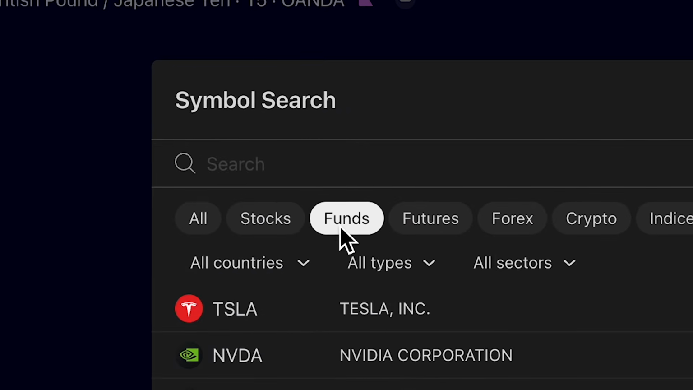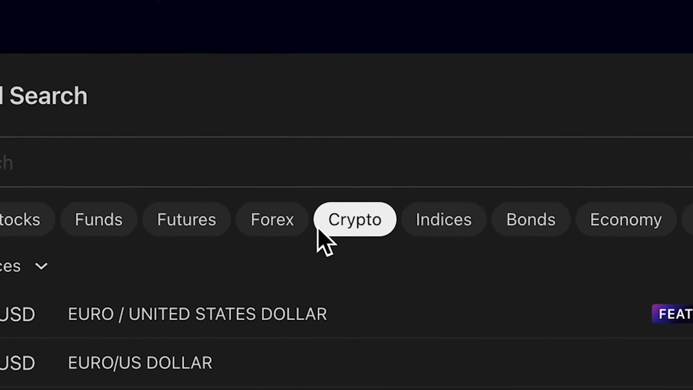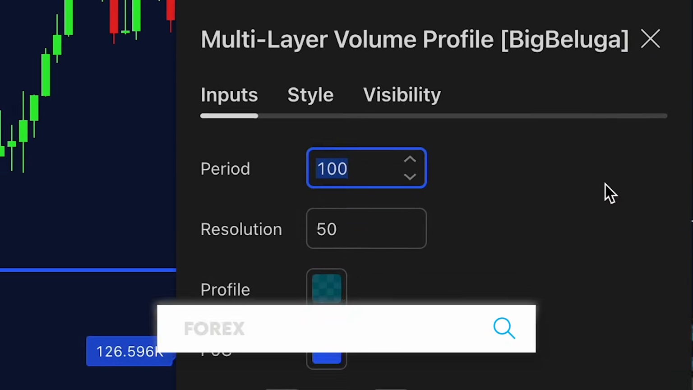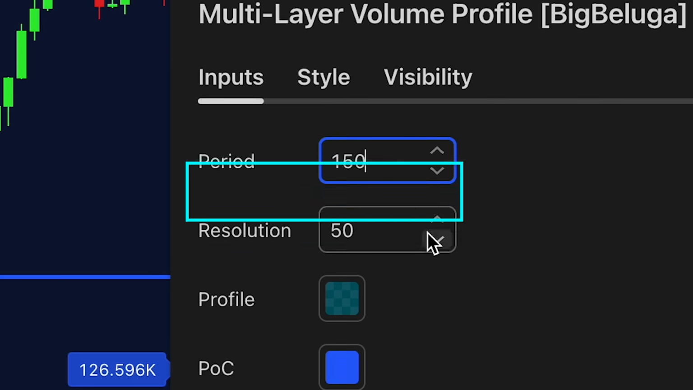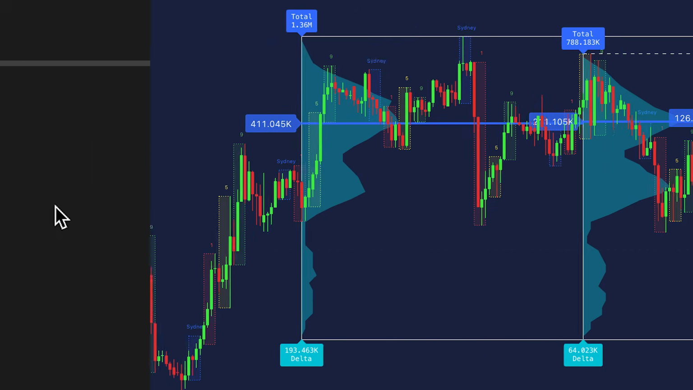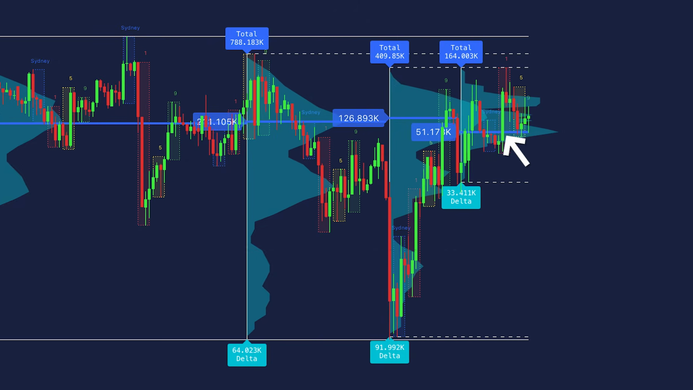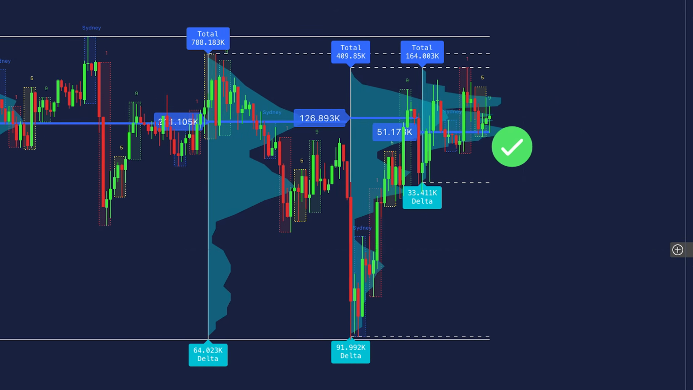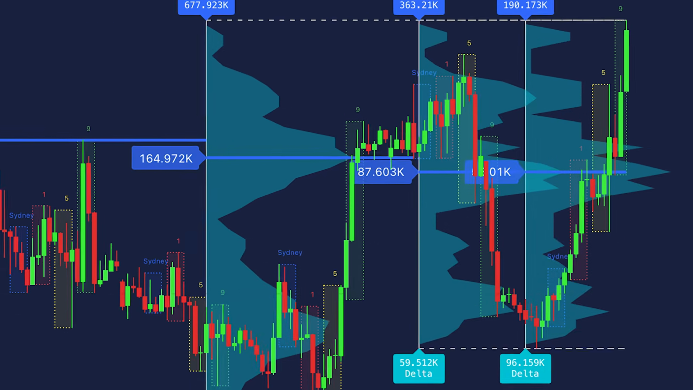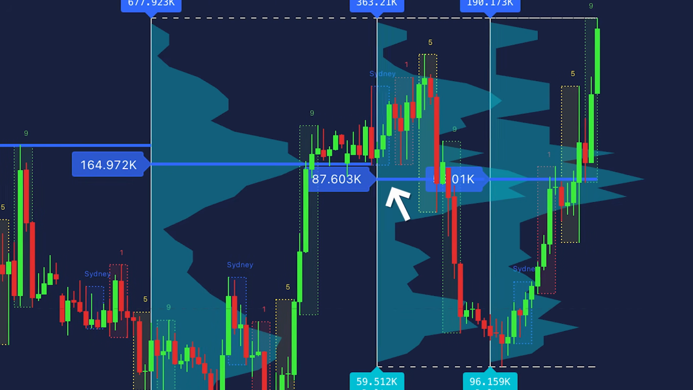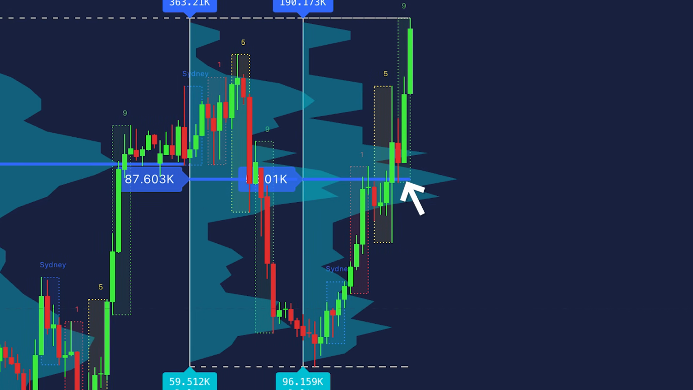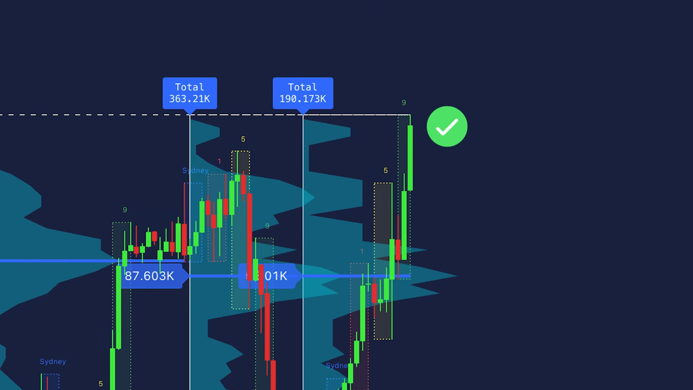Now, different markets require specific calibrations for maximum accuracy. For forex pairs, set length to 150 and bins to 40 for major pairs. Forex institutional flow happens during specific session overlaps, so longer periods capture more meaningful accumulation zones. Pay special attention to profiles 2 and 3 POC confluence, as forex institutions often work on these intermediate timeframes.